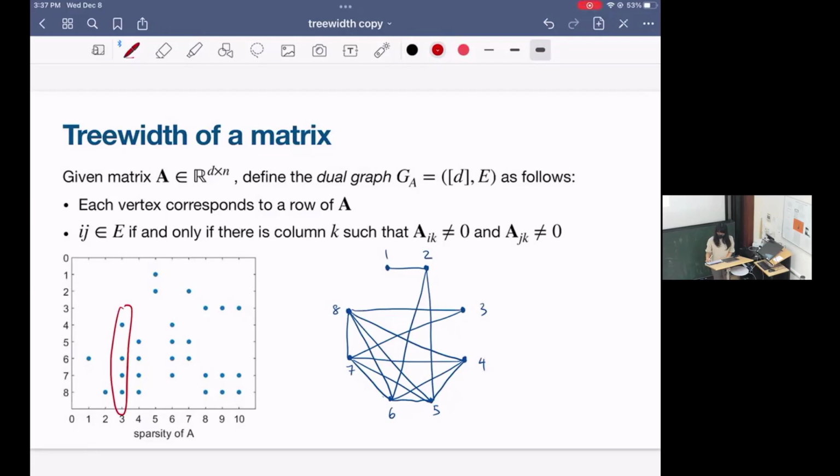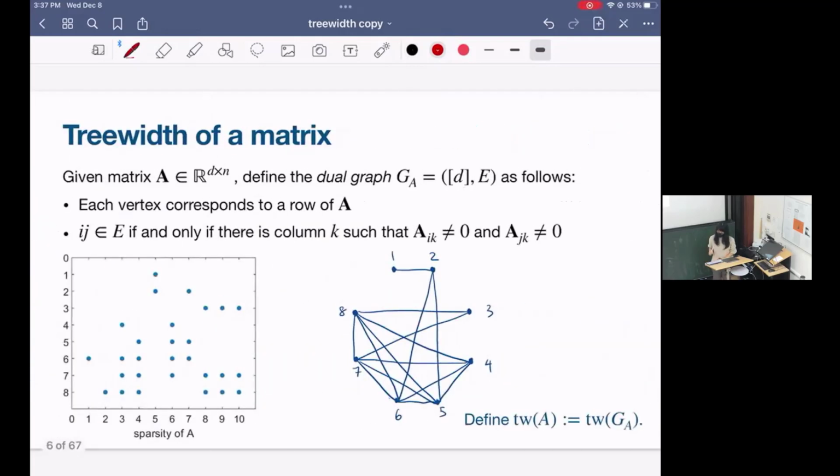Okay, so with this definition, we are going to define the Treewidth of this matrix A to be the Treewidth of this graph. And actually, one immediate thing we can notice is that every column of this matrix A corresponds to a clique of the graph. So if the Treewidth is bounded by tau, then there cannot be cliques of size larger than tau in the graph, which means that the column sparsity of A is also bounded by tau.